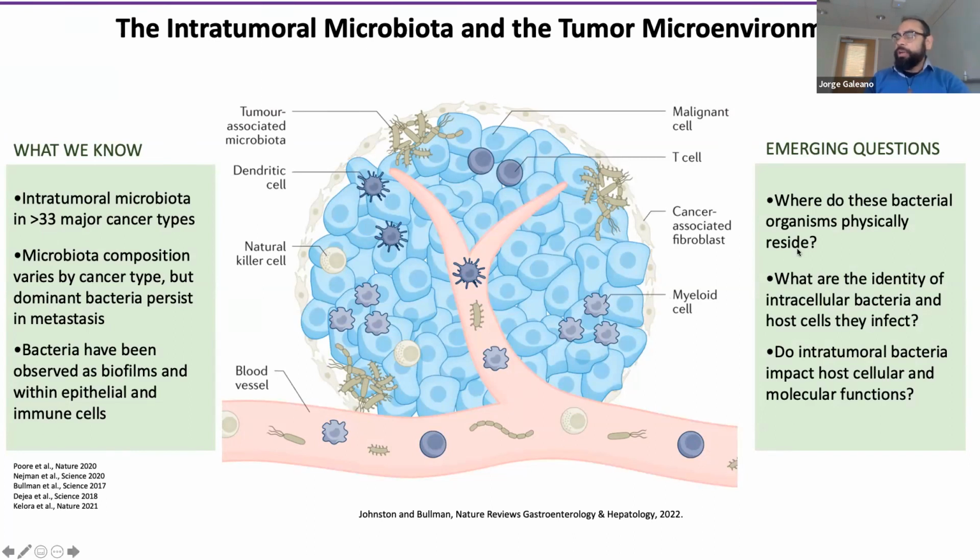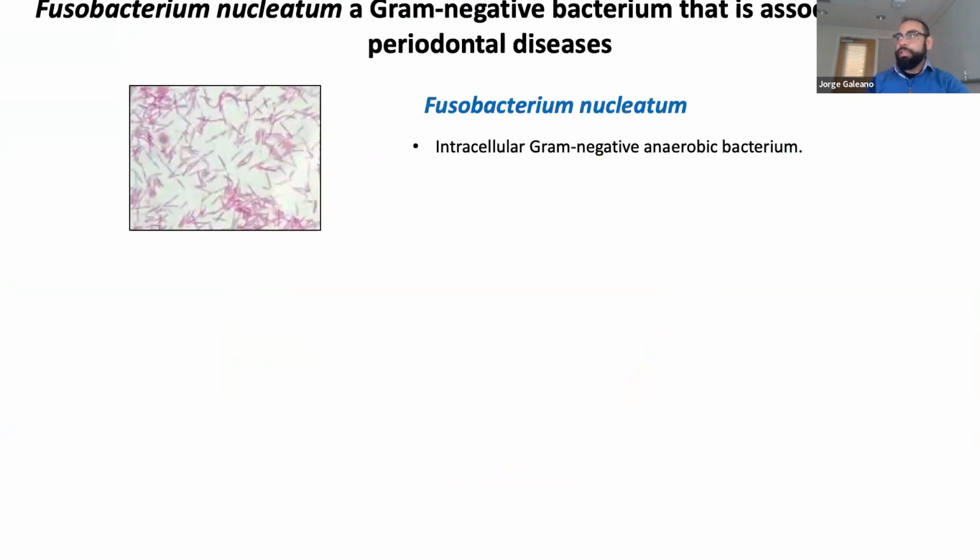In this work, we are going to describe where these bacteria are located in the tumor, how these macroniches that contain bacteria affect the local macroniche, and how that affects the cellular function of other eukaryotic elements in the tumor microenvironment. Then I'm going to show you some functional assays to determine how these microbes affect the immune and the epithelial cancer compartment. So this is just to introduce Fusobacterium nucleatum, one of the bacteria that has been shown in the tumor tissue.